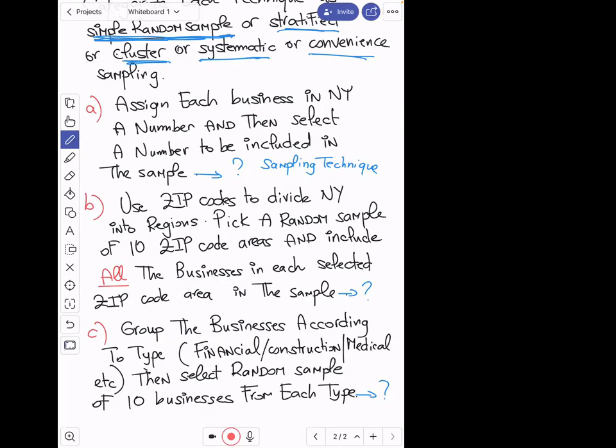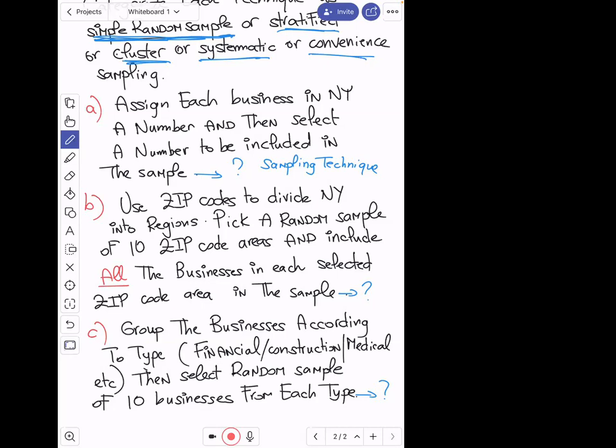So again, guys, try to review the definitions of the sampling techniques to see which one corresponds to A, to B, and then to C. All right. Anyway, as I said, we're going to have one more exercise. This is our first true exercise or example. So for A, guys.